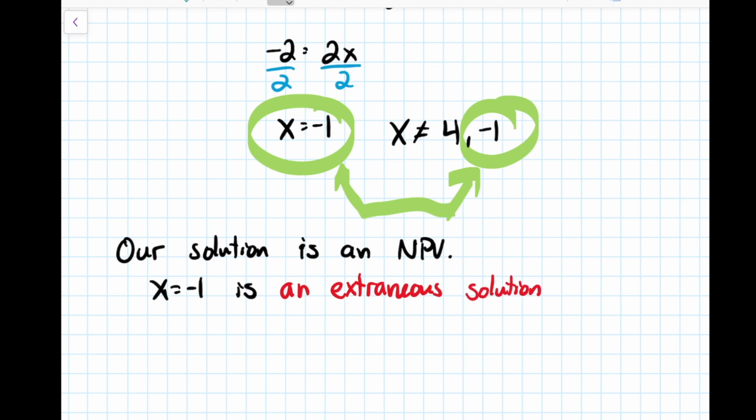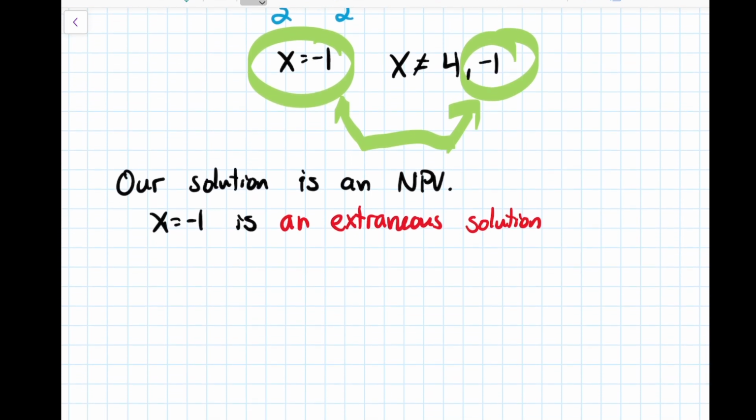If we had a different solution here that worked, that would be what we would go with. But since this was our only solution and it is extraneous, there are in fact no solutions to this equation. So we don't have to go through the entire process of checking like we did in chapter 5. All we have to do is compare our solutions to our NPVs to see if there's any crossover. If there is, we have to get rid of them. If there's not, things are fine.